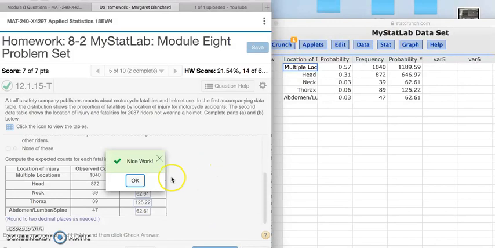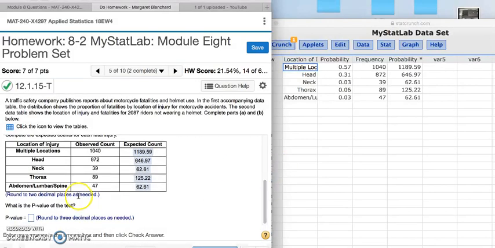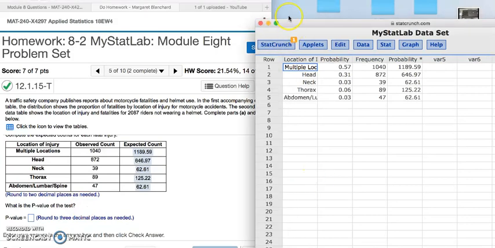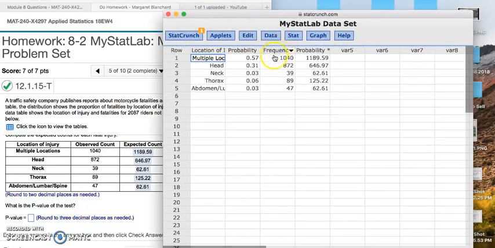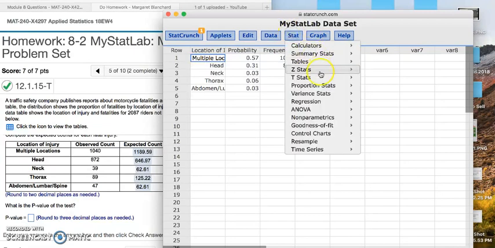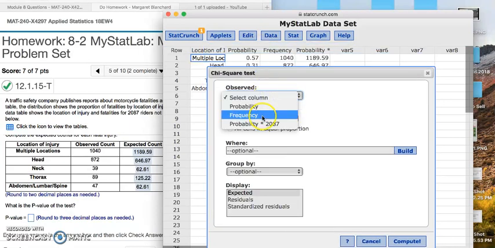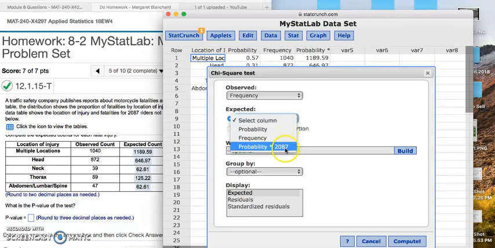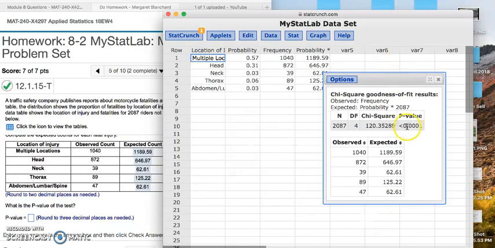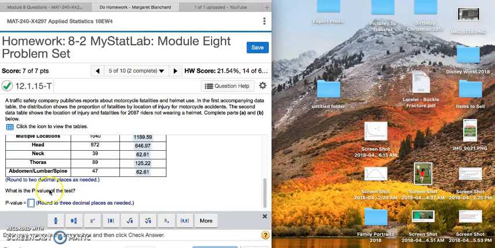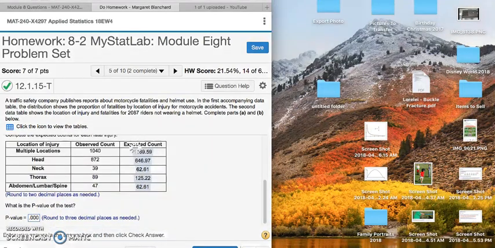So let's go ahead and check answer. Nice work. Here, what is the p-value of the test? Now we have our observed frequency and our expected, which is the probability multiplied by the 2,087. So let's go to goodness of fit, chi-square test. Observed is frequency. Expected is that probability multiplied by the total number of motorcycle accidents. Here our p-value is less than 0.0001. So I think we can just put 0.000 here. Check answer.